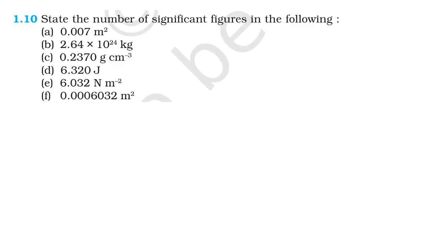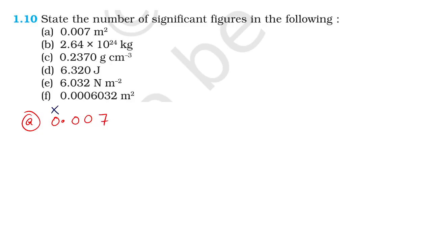Look at this question. State the number of significant figures in the following. A: the first one is 0.007. Check each and every one. Is the first 0 a middle 0? No, it is not between two non-zeros. Is it a trailing 0? No. It is not significant.